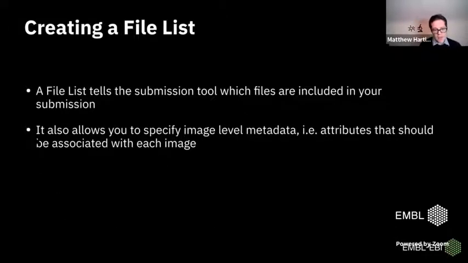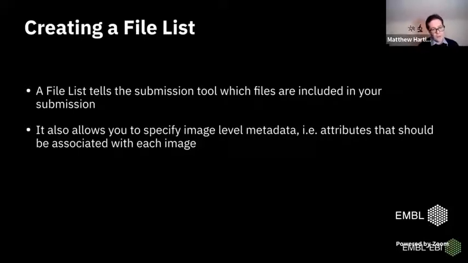Then the key component of submitting data to the BioImage Archive, which is a little bit different from some of the other archival systems, for example at the EBI, is that you create something called a file list. A file list, which is actually just an Excel spreadsheet or one of a few other file formats, is something which tells the submission system what files you want to include. I mentioned that you'll have a personal file area at the EBI that you can transfer data to. The file list tells the submission system which of the files in your personal file area are in your submission. So it's a little bit like an index or a manifest.